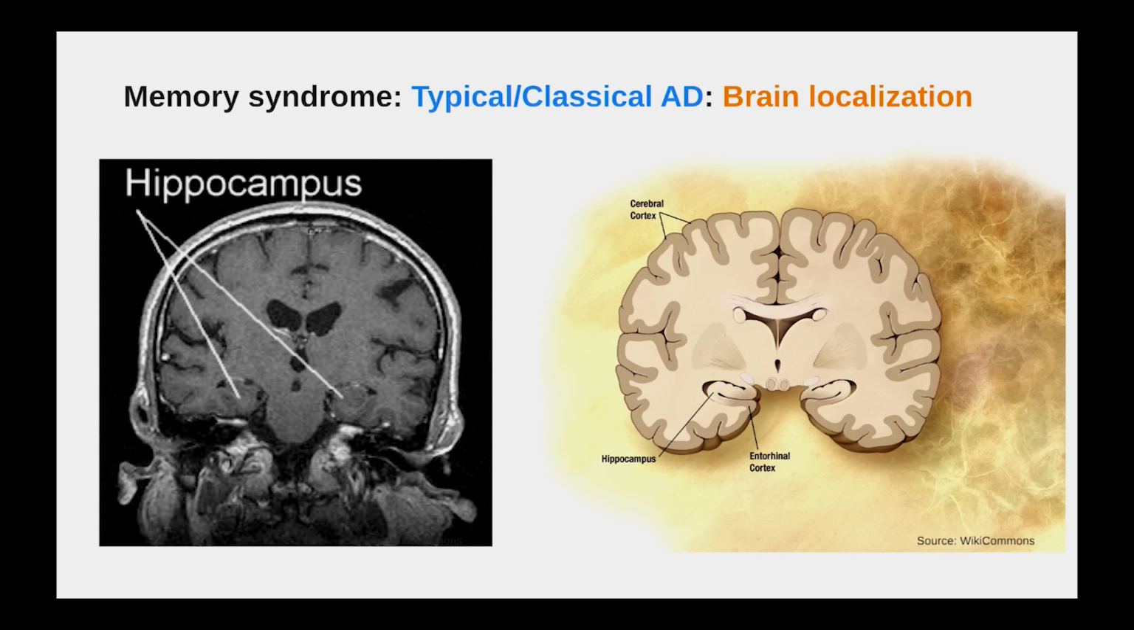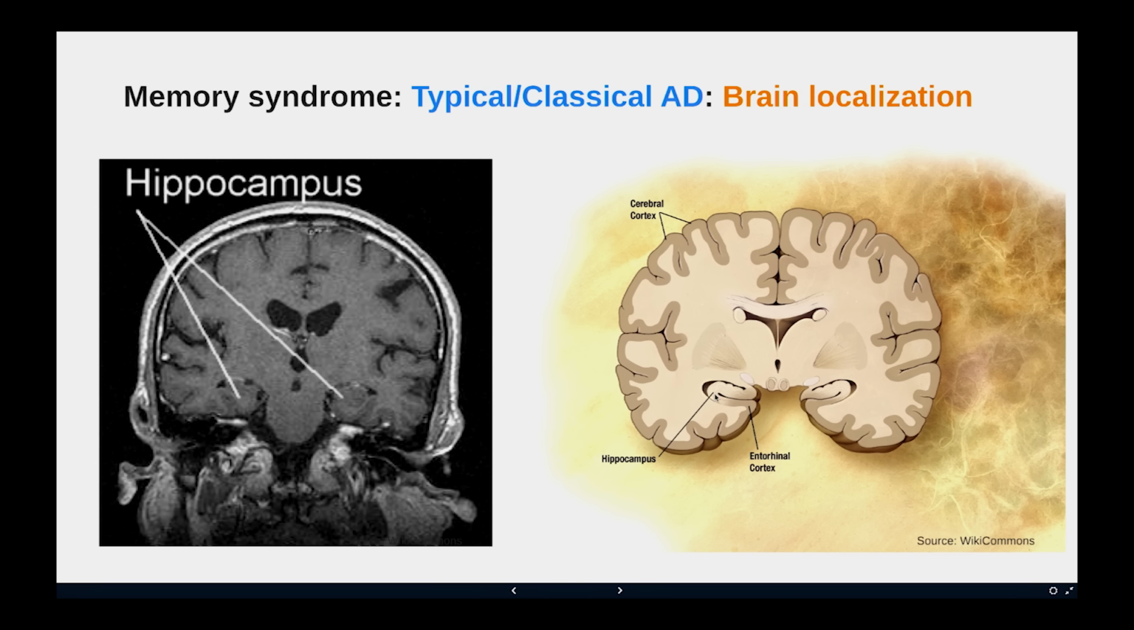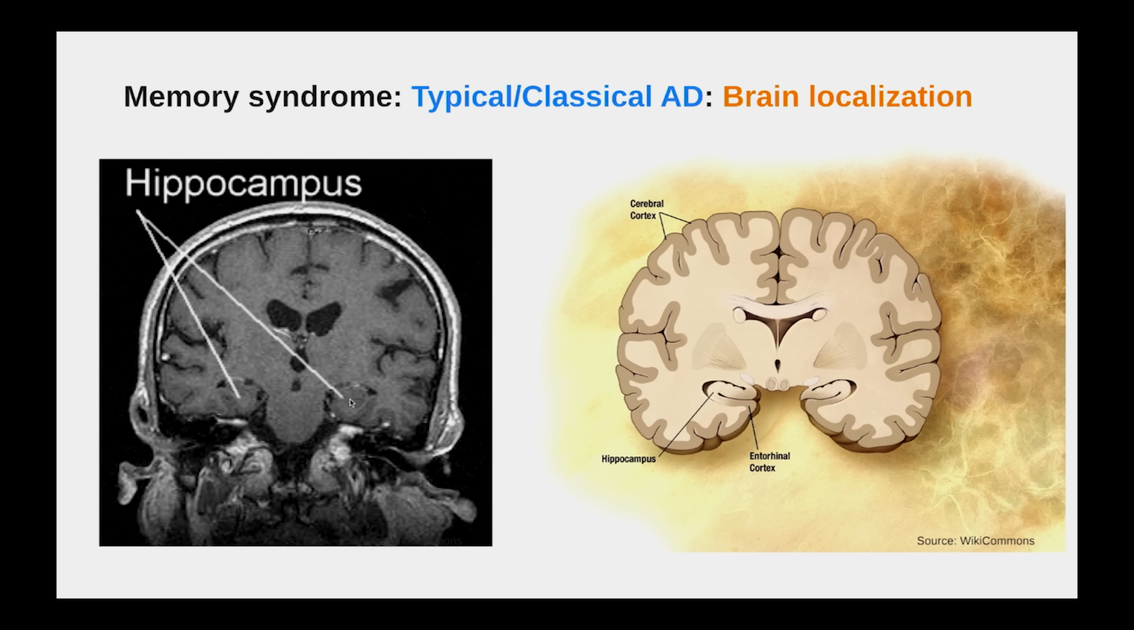So when the classical or typical Alzheimer's disease occurs, we believe that the memory loss is happening because the disease is affecting a very particular part of the brain called the hippocampus, which on this cartoon you can see right here. And this is an MRI of a patient that doesn't have the disease. You can see the hippocampus is nice and plump. It's that gray rounded area, and it's quite big and bulky. And I'll show you in a little bit what it looks like in disease.